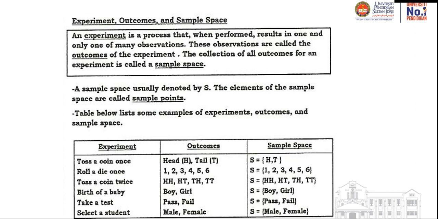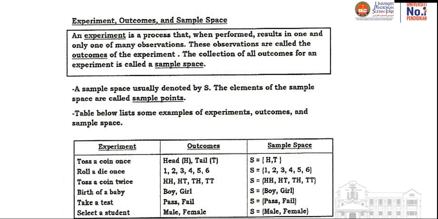The elements of the sample space are called sample points. So basically, you have an experiment, and the results of the experiment we call outcomes. Normally an experiment will have several outcomes, and that's why the collection of all outcomes we call a sample space. The notation of the sample space we use is capital S, and the elements of the sample space are called sample points.